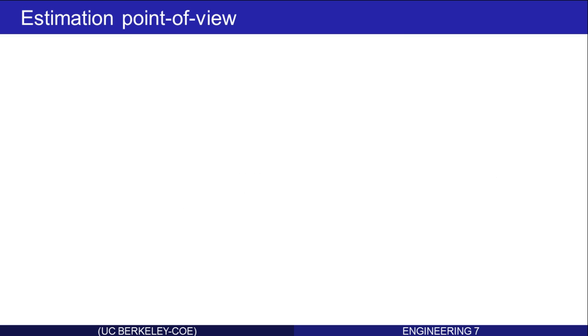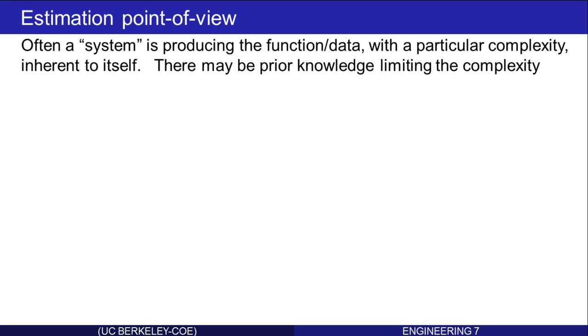Another viewpoint on all of this, both numerical integration and numerical differentiation, is something called estimation. Often a system of some sort, maybe it's a physical system, maybe an economic system, maybe a biological system, is producing the function and data that you're looking at. And the system has a particular complexity inherent to itself. There may be some prior knowledge limiting this complexity.